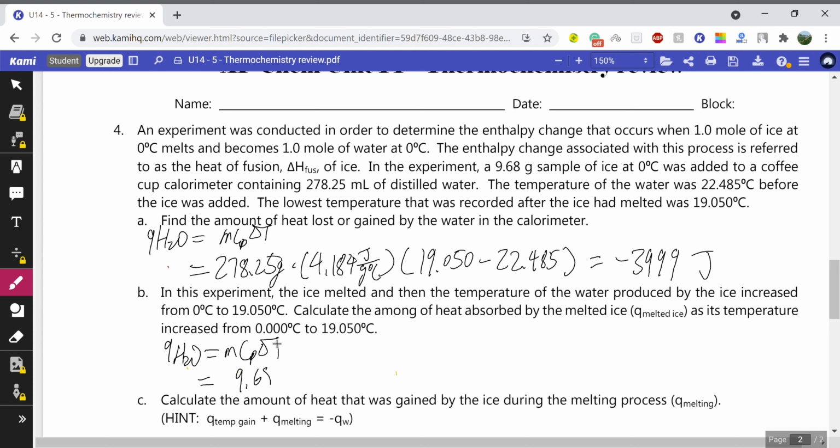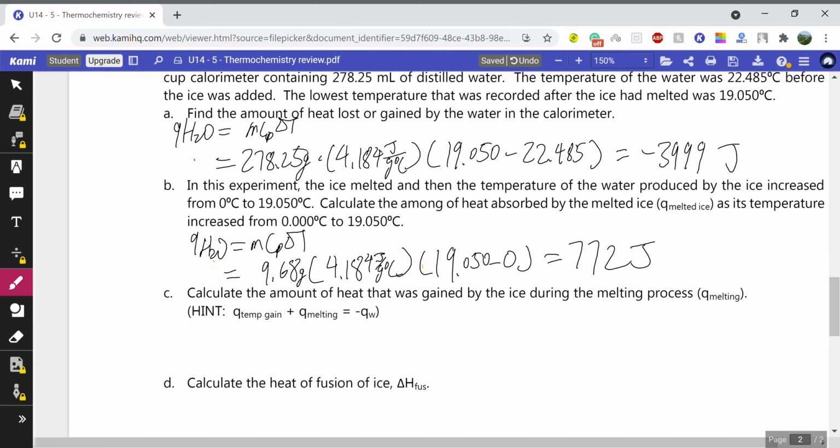So it's going to be 9.68 grams times 4.184 joules per gram degree Celsius as our Cp, which is the specific heat for water. And over here, the temperature is going to be 19.050 minus 0 degrees Celsius. And this is going to be 9.68 times 4.184 times 19.050, which will be 772 joules. Calculate the amount of heat that was gained by the ice.